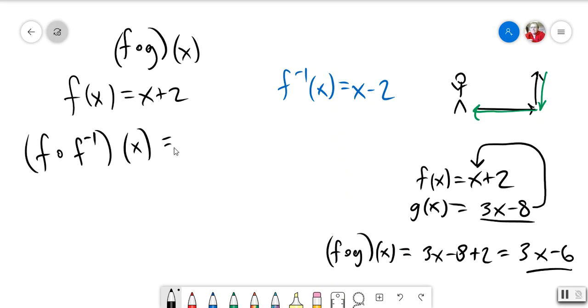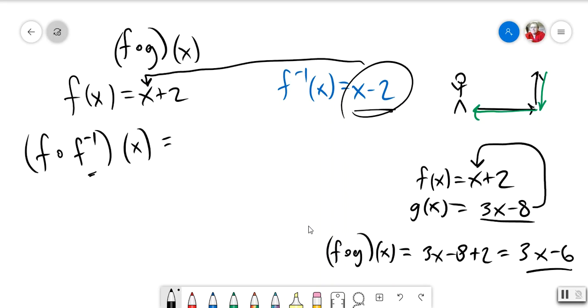So what I'm going to say is I've got this is the inverse function. I substitute that back into x here. That's what composition means. So I get x minus 2, then plus 2. Those guys cancel, gives me x. So I say ding, ding, ding, that is correct. That is my inverse function.